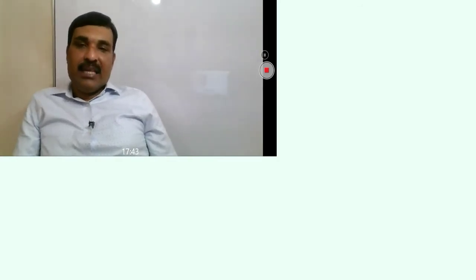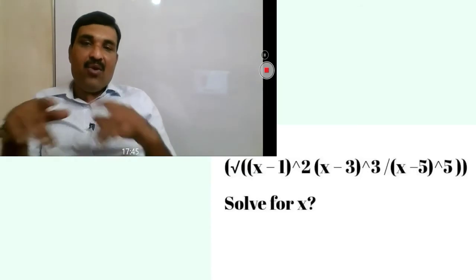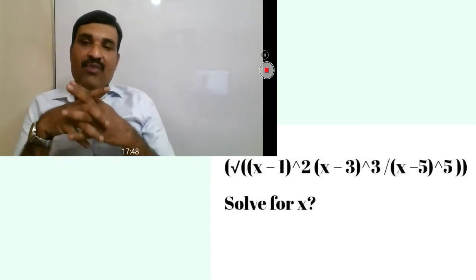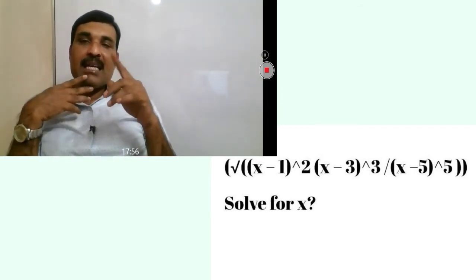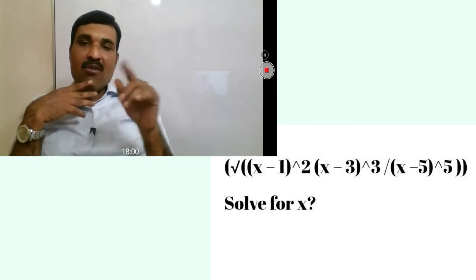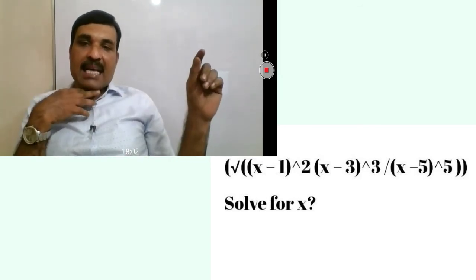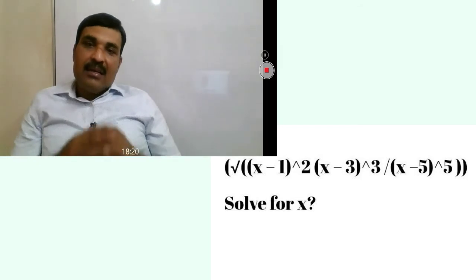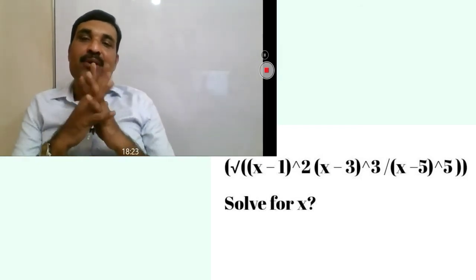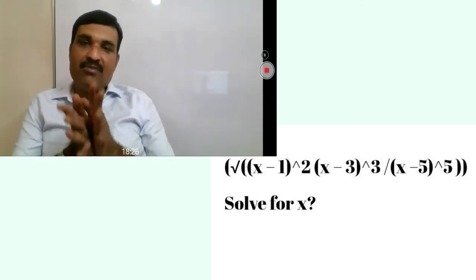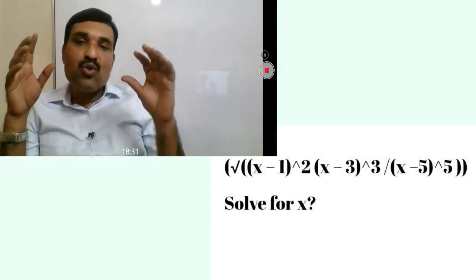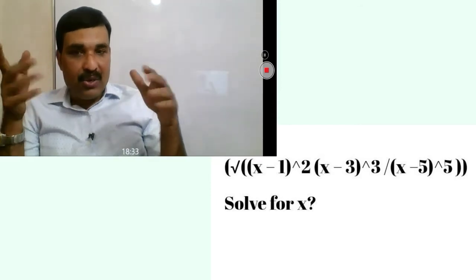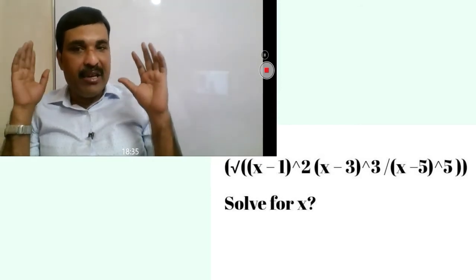Consider another question. We want to find the value of x for which the following function exists. A function is given as the square root of x minus 1 the whole square multiplied by x minus 3 the whole cube, whole divided by x minus 5 the whole raised to 5. Since the square root is of a non-negative quantity, for this function to exist, the quantity inside the square root should be greater than or equal to 0. That should be a non-negative number.